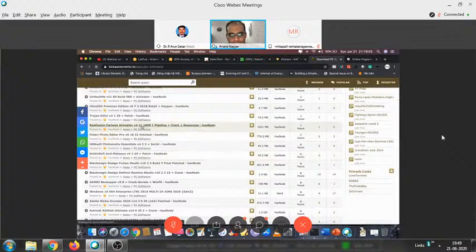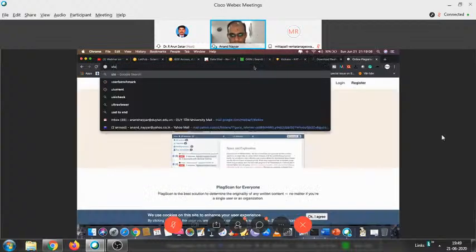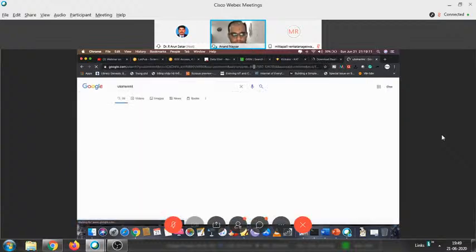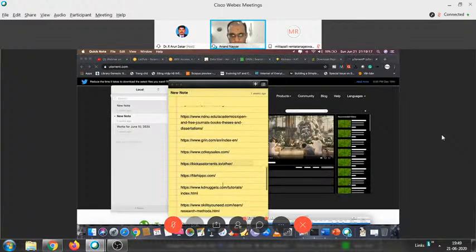So if you want to download anything, just click on any software and you can click on this magnet. You just have to download this tool called uTorrent. This is the best torrent application that you can download. Okay, so you can download this and do your work well.